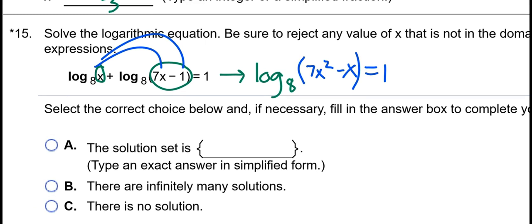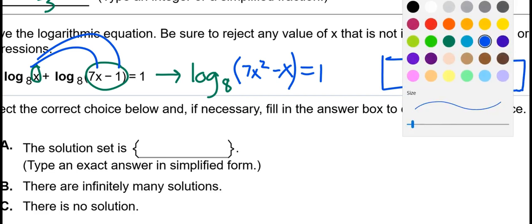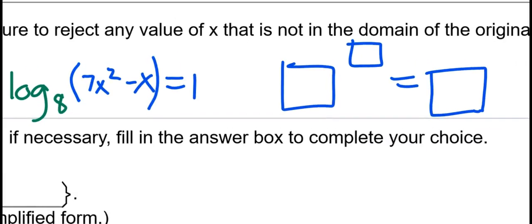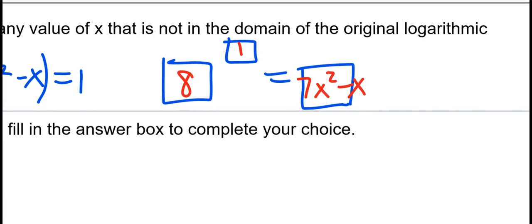So if I rewrite that in its exponential form, something to the something power equals something. What are you going to put in there? What's the base? 8. What's the exponent? 1. What's the argument that it equals? 7x squared minus x. Now we're getting into the possible extra credit.